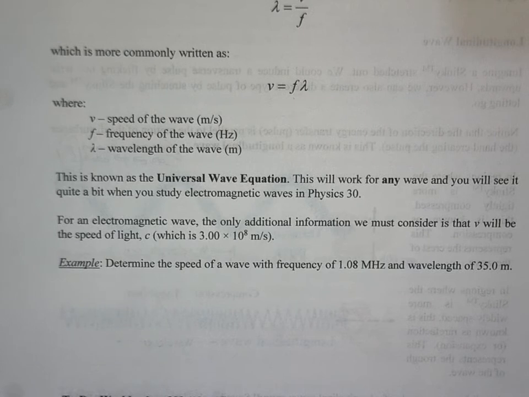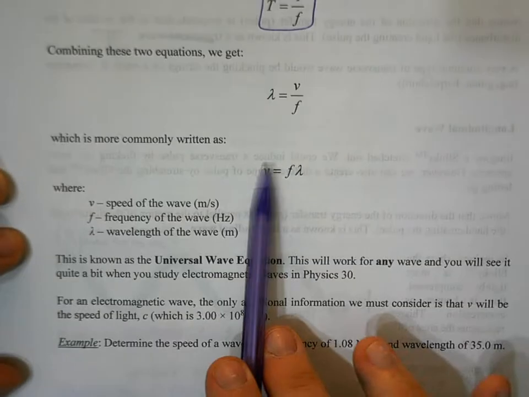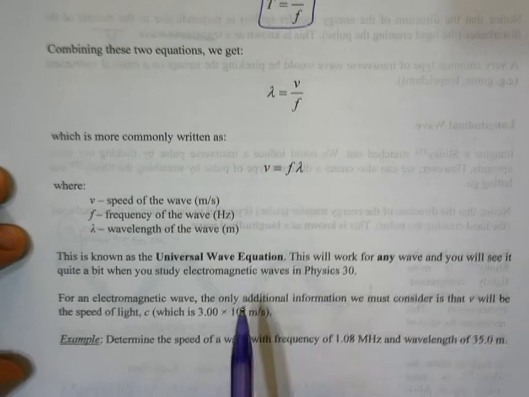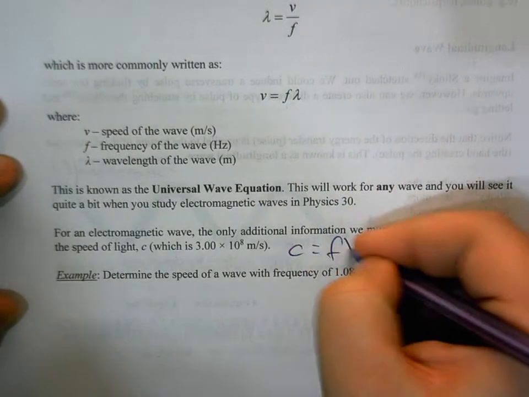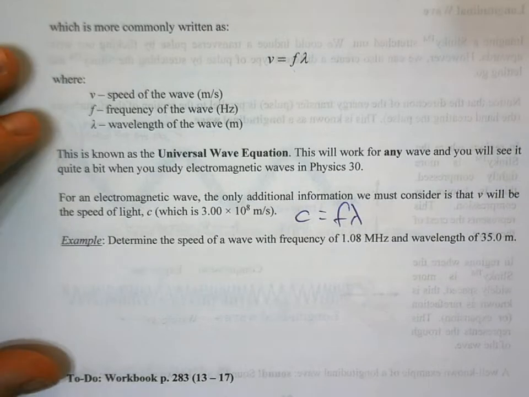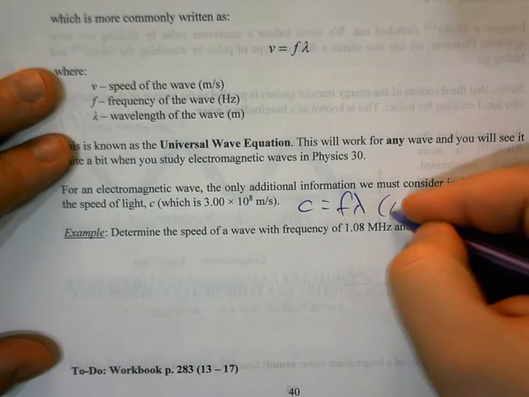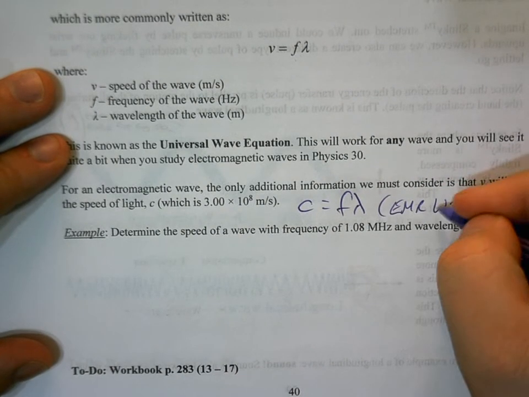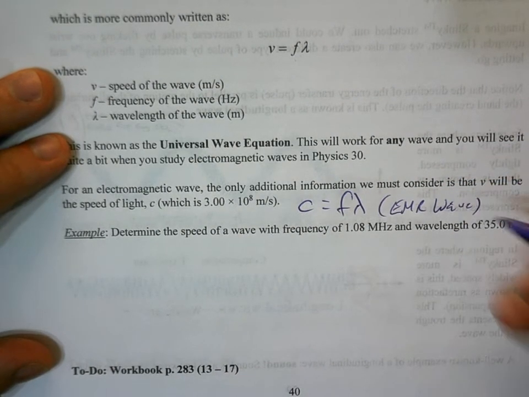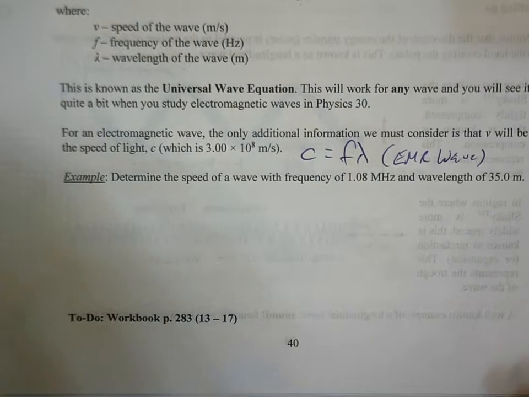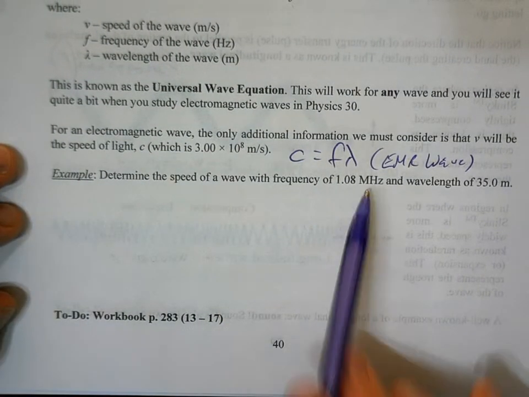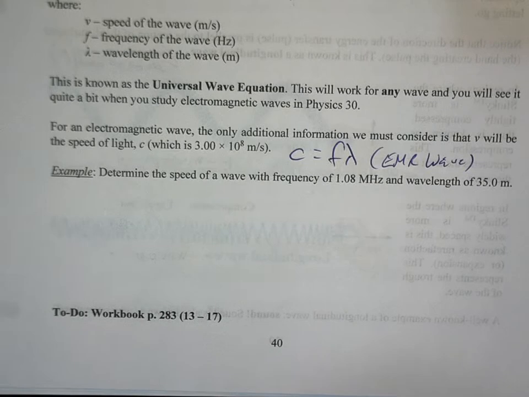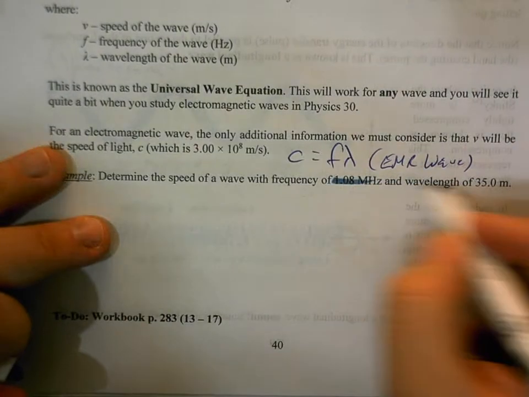All we do with an electromagnetic wave is, where we have v here, we switch that to c, the speed of light. So in Physics 30, you'll see something like c equals f lambda, because this is an EMR wave, an electromagnetic radiation wave. So let's look at an example here. We'd like to find the speed of a wave with a frequency of 1.8 megahertz, and it happens to have a wavelength of 35 meters.